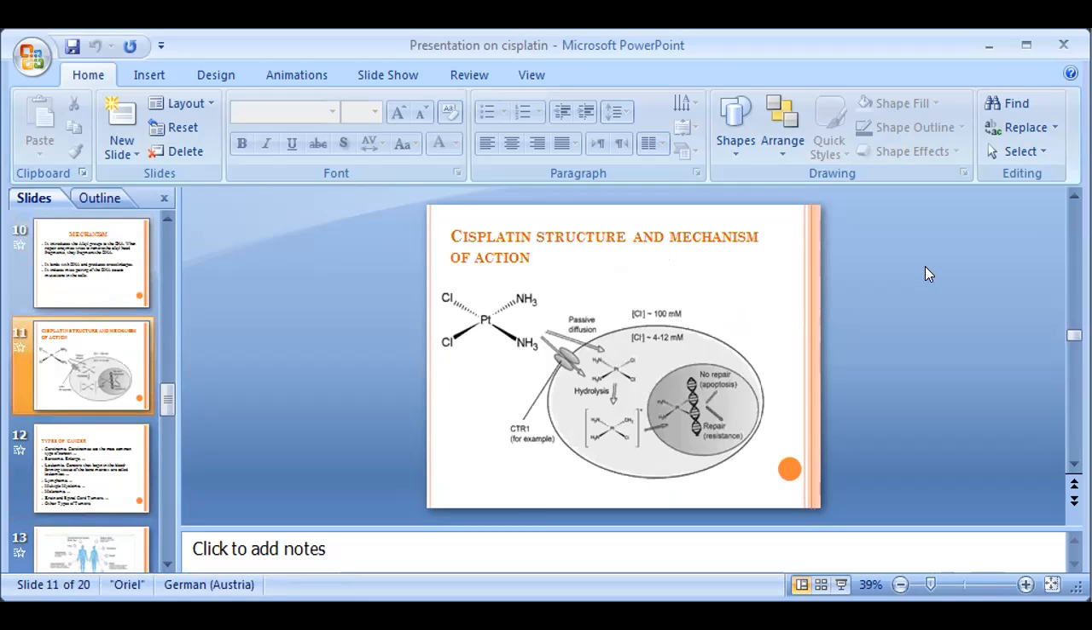Cisplatin structure and mechanism of action. Cisplatin enters cells and is hydrolyzed, forming highly reactive platinum complexes that produce intrastrand and interstrand cross-linkages. Intrastrand cross-linkages can occur within the same strand. Interstrand cross-linkages can occur between two opposite strands. DNA damage inhibits cell proliferation.